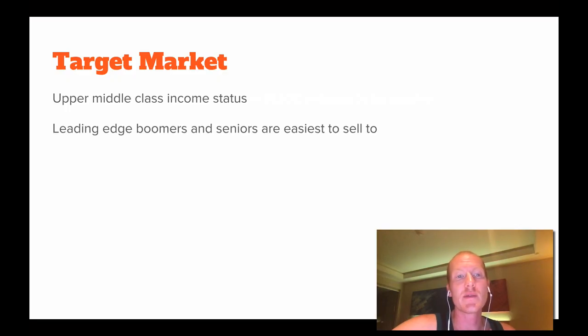That means they're making around $100,000 a year. You want them to be leading edge boomers and seniors because those are the easiest people to sell to and to close sales. So people between the ages of 55 all the way up into the 70s and 80s, those are the good ones to sell to. And I would say the best is right in the middle there, like the 65 to 75 range, the retirees. Make sure that they have plenty of money to spend. This should be a product where people that are buying it have lots of money to spend and they're willing to spend it.